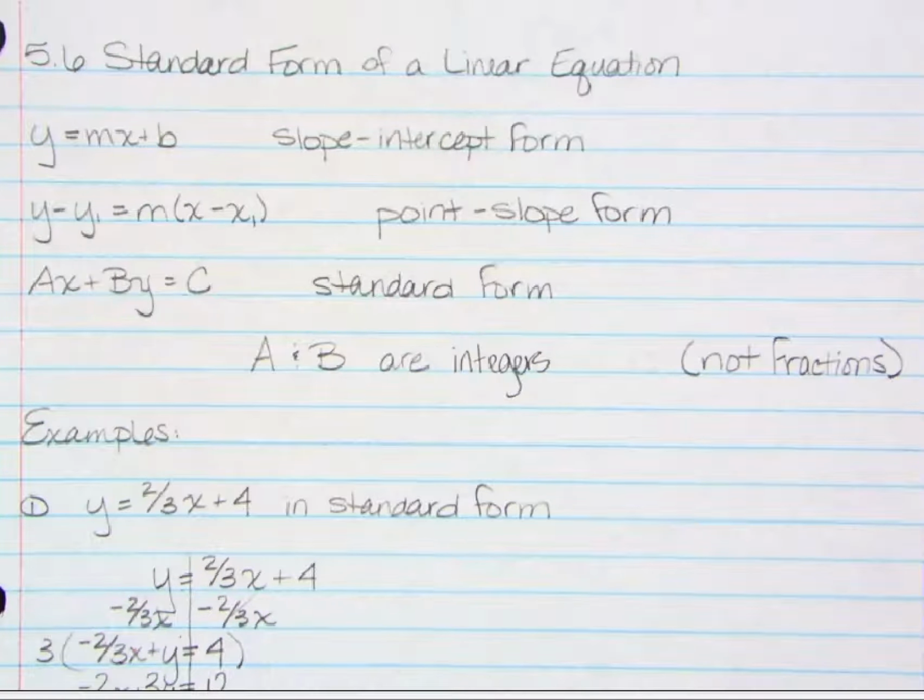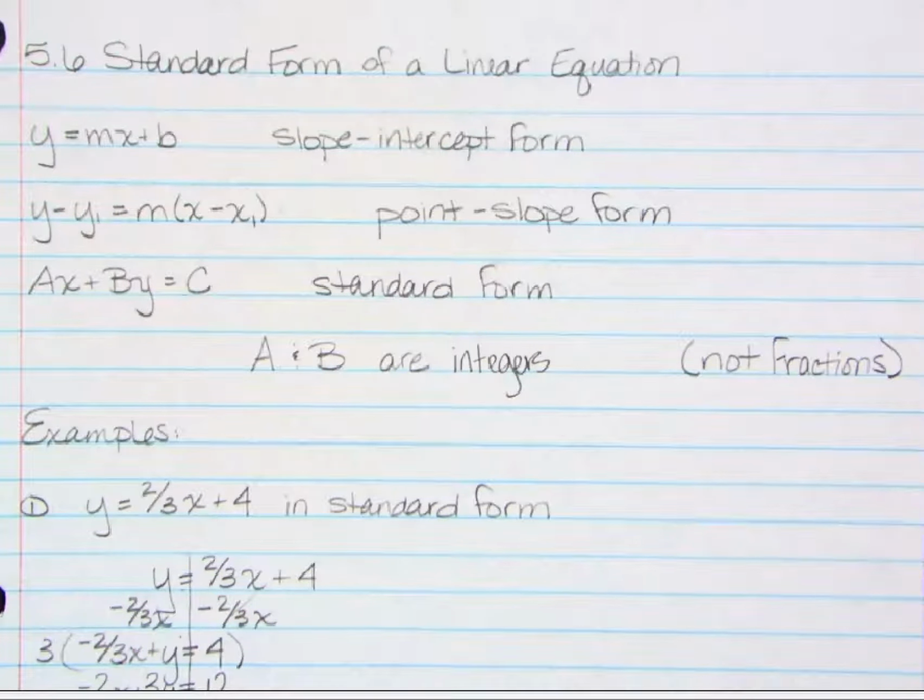Alright, today's video is on lesson 5.6, standard form of a linear equation. So far we've looked at two different forms of writing linear equations: slope-intercept form, which is y equals mx plus b, and point-slope form, which is y minus y1 equals m times x minus x1. This third form is called the standard form.